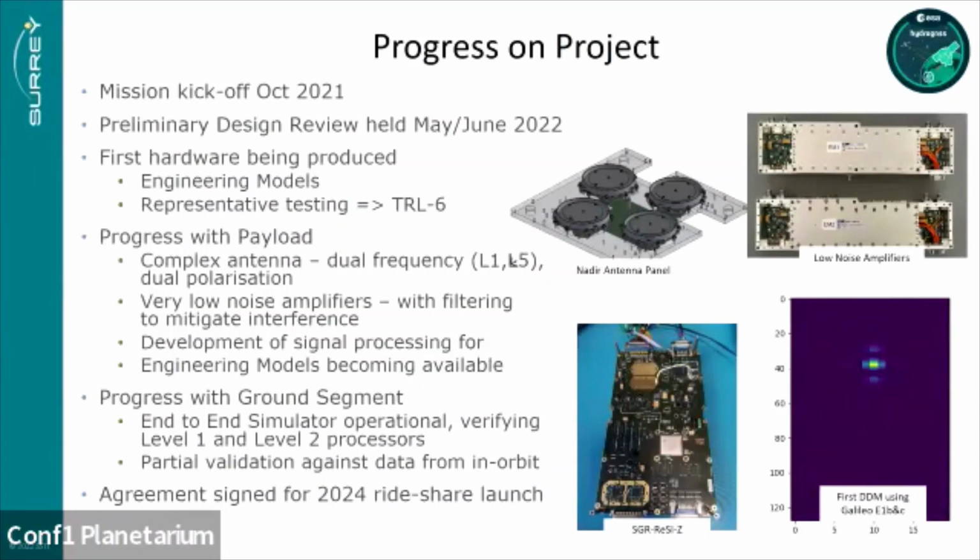And we're making progress with the payload. It's a complex antenna, trying to do the L1 and L5 in dual polarization is very demanding. We have very low noise amplifiers provided by EECL. And we're developing the signal processing and achieving all the TRL6 goals that we're aiming for. And we're making progress with the ground segment. We have an end-to-end simulator operational, and it's verifying the level 1, level 2 processes. And we have partial validation against some of the data we have in orbit already. And we've signed up for the launch. So we are going to be launching from the summer 2024 with a rideshare launch.